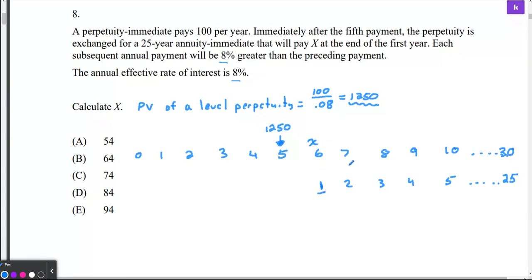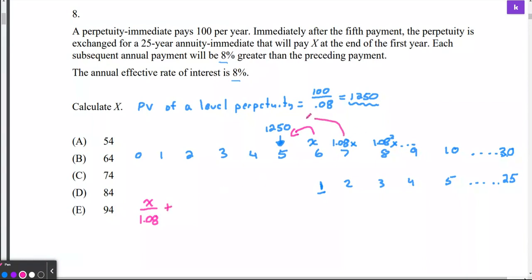But this first year, and then this second year is 1.08X, and this is 1.08 squared X, and so on and so forth. So let's try to come up with a little expression if we can. In other words, we're going to discount the cash flows. The interest rate is 8%. So we say X over 1.08.